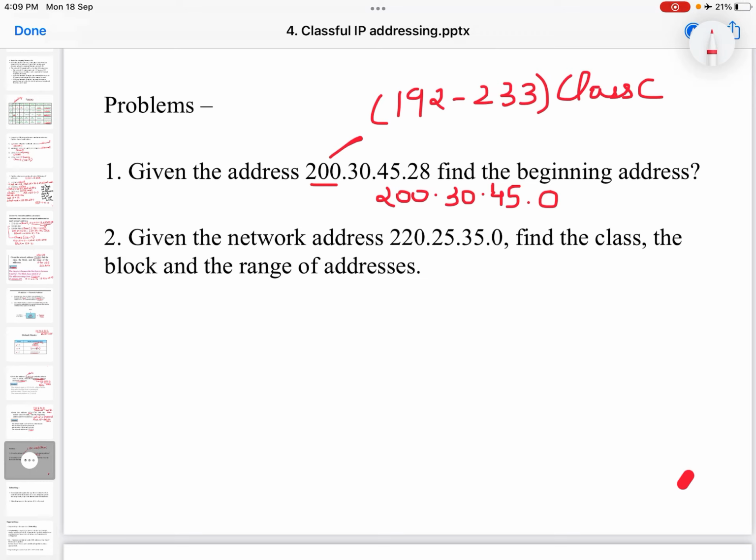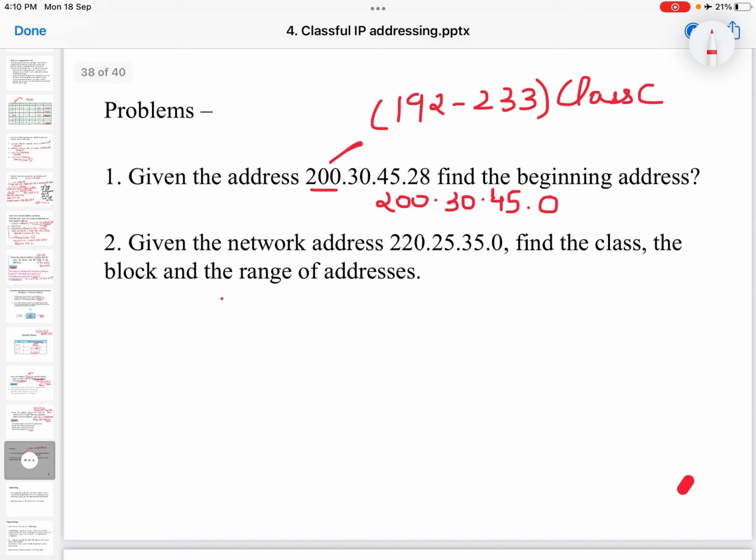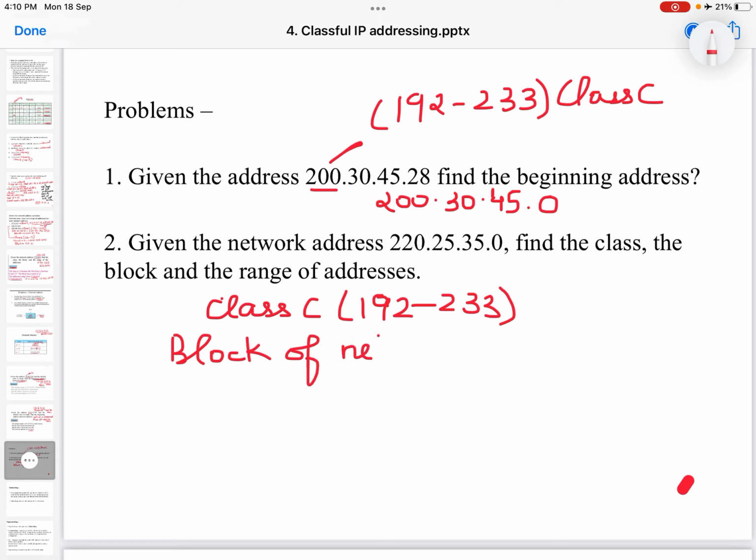Given the network address, find the class, the block and the range of the address. So you will say class C, because it is in the range of 192 to 223. The block of net ID is 220.225.35 and your range will start with the host ID bits set to 0.